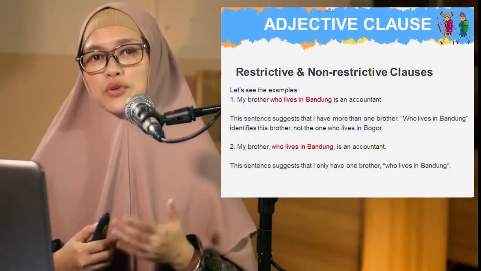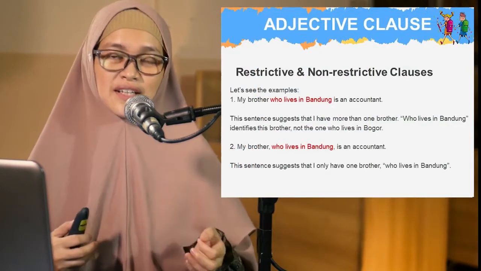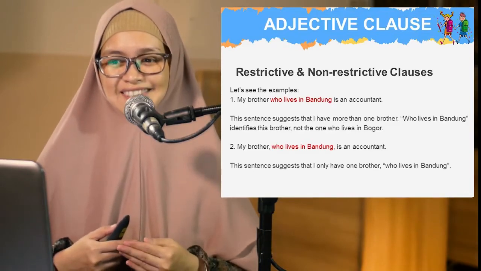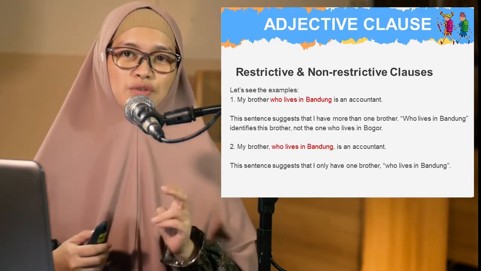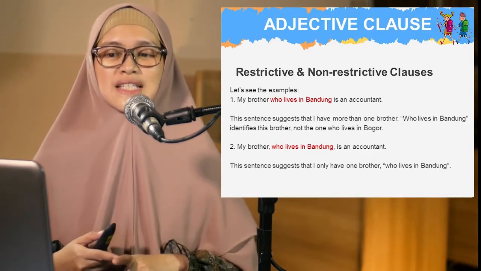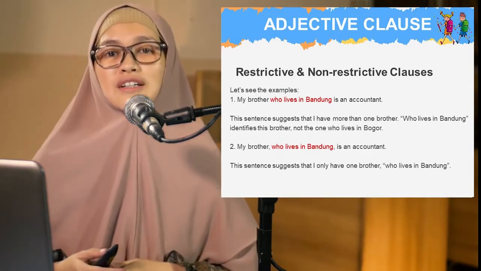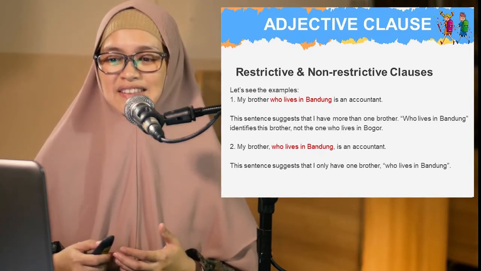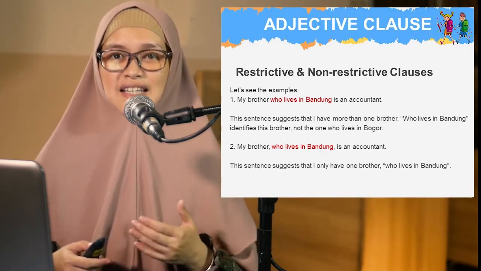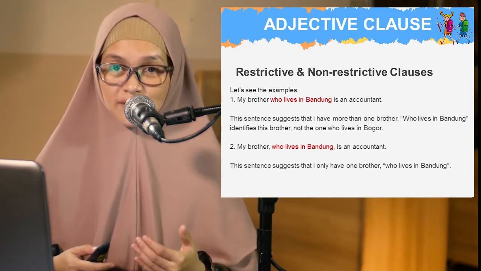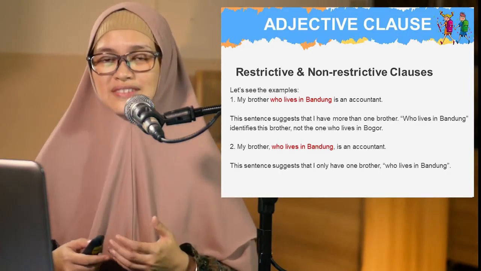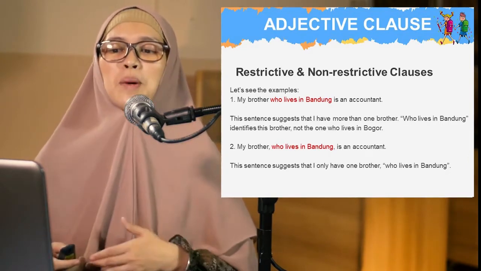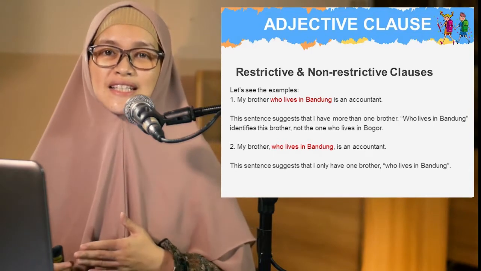I have a brother. His name is Andri. He lives in Bandung and he is an accountant. I will give you two examples. The first one is, my brother who lives in Bandung is an accountant. And then the second one is, my brother, who lives in Bandung, is an accountant.